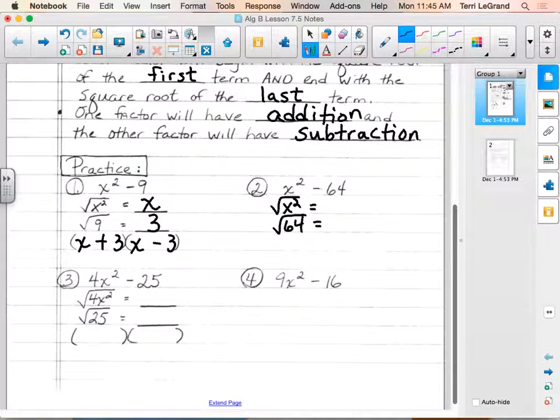And notice we're not changing these to add the opposite. We're leaving them like they are, and instead finding the square root of the first term, finding the square root of the last term. Then we use those in our factors with addition in one, subtraction in the other.